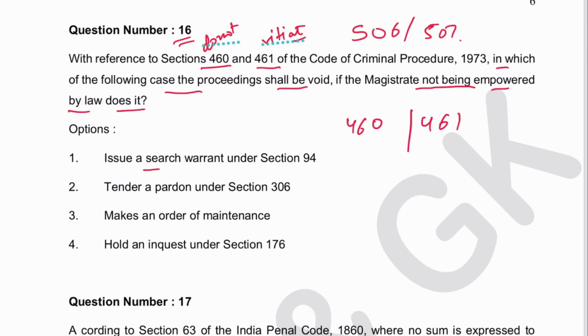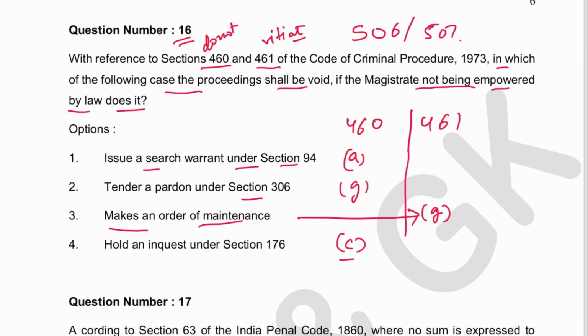Okay. Issue a warrant under section 94, mentioned in clause A. This would not vitiate. Tender a pardon, clause G. It would not vitiate. Makes an order of maintenance. This would vitiate. Mentioned in 461 clause G. Hold an inquest under section 176C. Okay, so which one would vitiate? Makes an order of maintenance. 3 is the answer. Now section 94 has become 97, 306 has become 343 in Bharatiya Nagrik Suraksha Sanhita.